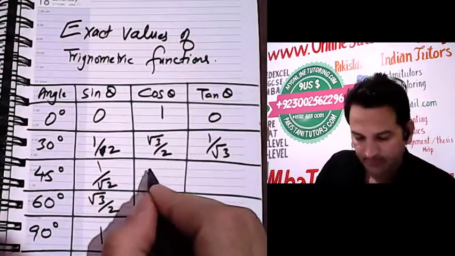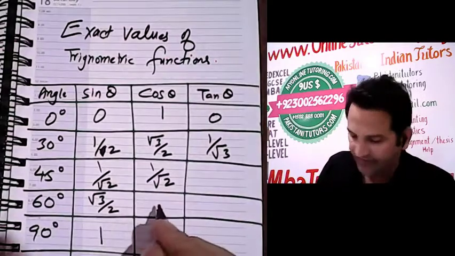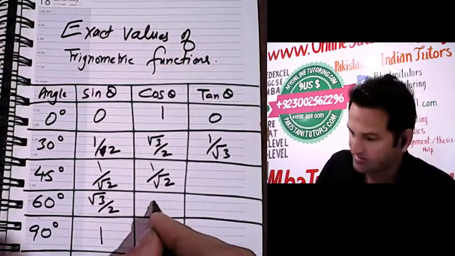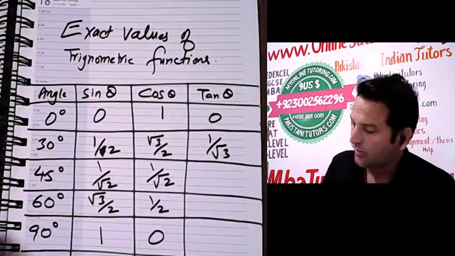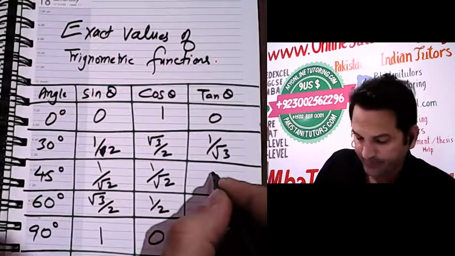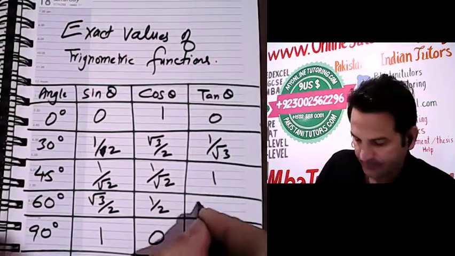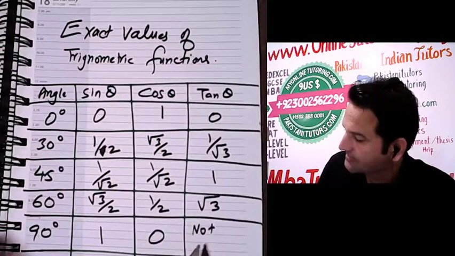Cos 1 over root 2 is for 45 degree. Cos 1 over 2 will be for 60 degree. Cos 0 will be for 90 degree. And this will become 1, root 3, not defined.